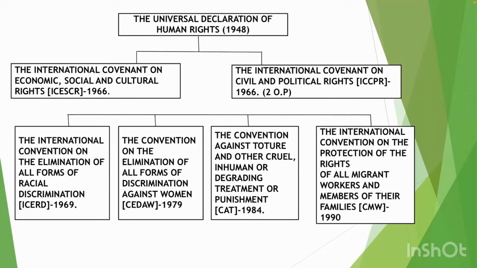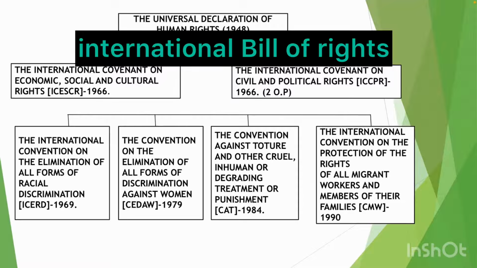So when you hear the words International Bill of Rights, it comprises the three documents that you're seeing on top. First of all, the Universal Declaration of Human Rights, the International Covenant on Economic, Social and Cultural Rights, and the International Covenant on Civil and Political Rights, ICCPR. So the ICCPR has two optional protocols. So these three documents make up what we call the International Bill of Rights.